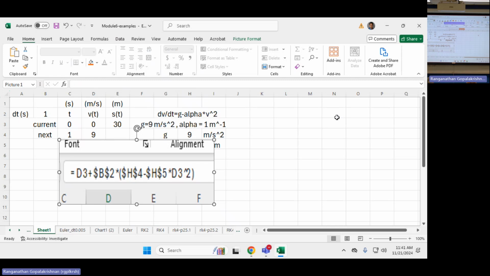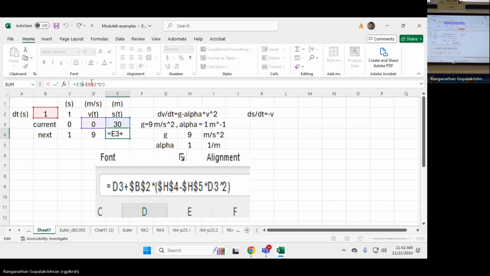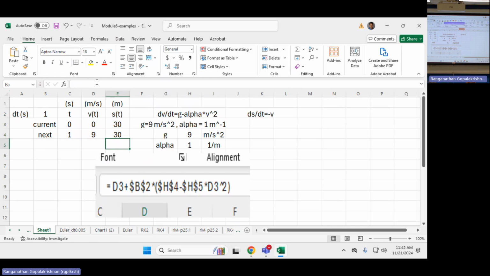Are you able to get now? Okay. So then what is S? What is the equation for S? ds over dt equal to V. So S will be the current value plus dt times whatever V is, which I put 0 here. I think I should have ds dt equal to minus V. That will make sense. So this will be plus dt times minus V.